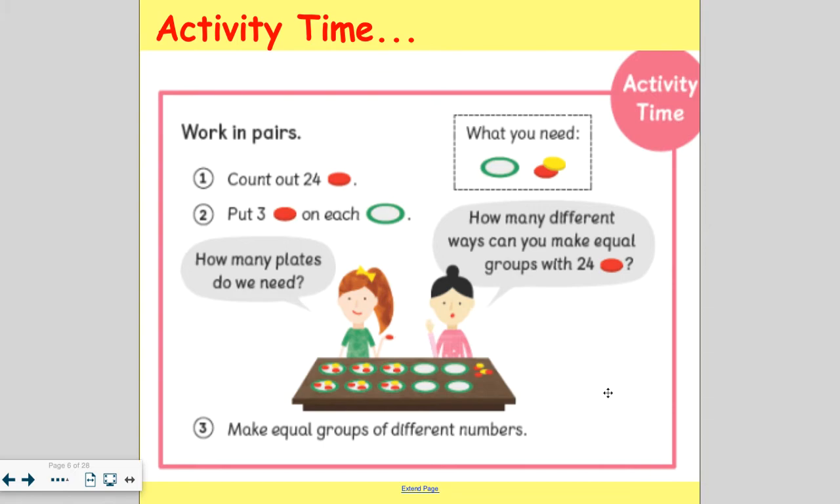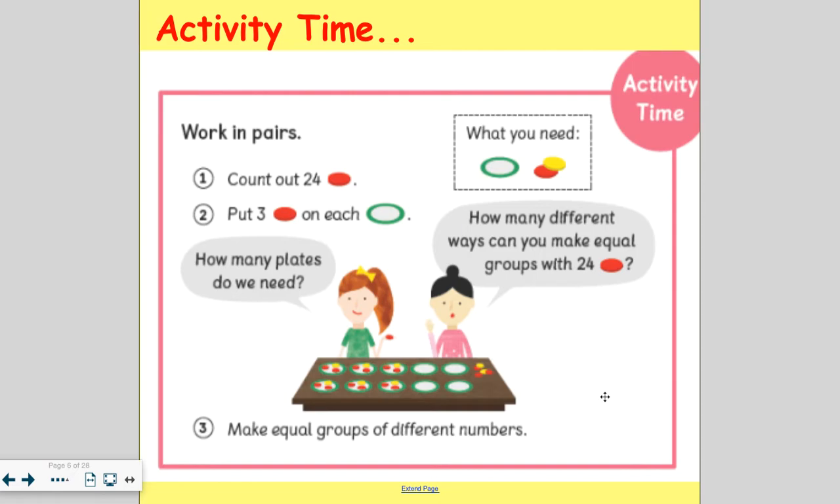Now I wonder if you could have a go at this activity at home. You need to count 24 counters or objects at home. Can you put 3 counters onto each plate or group at home? So you need 24 things and you need to put them into groups of 3. How many groups can you make if you were to put 24 things into groups of 3?